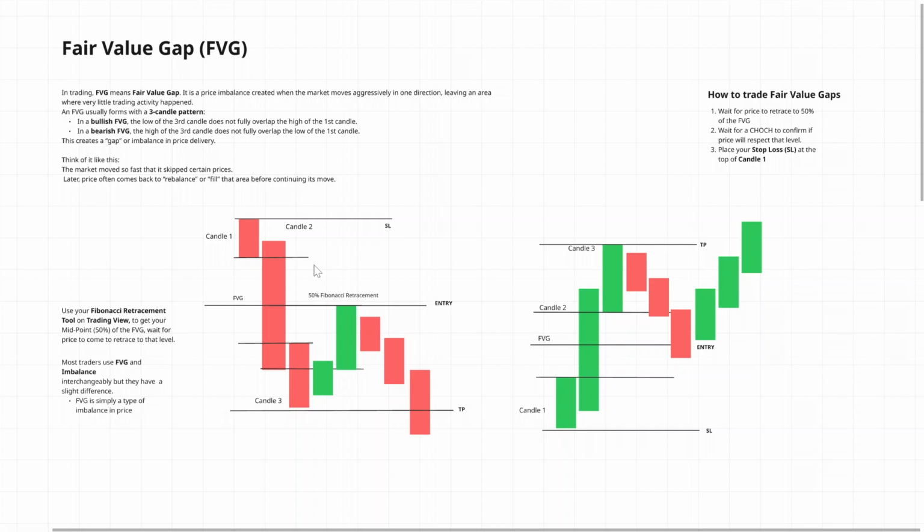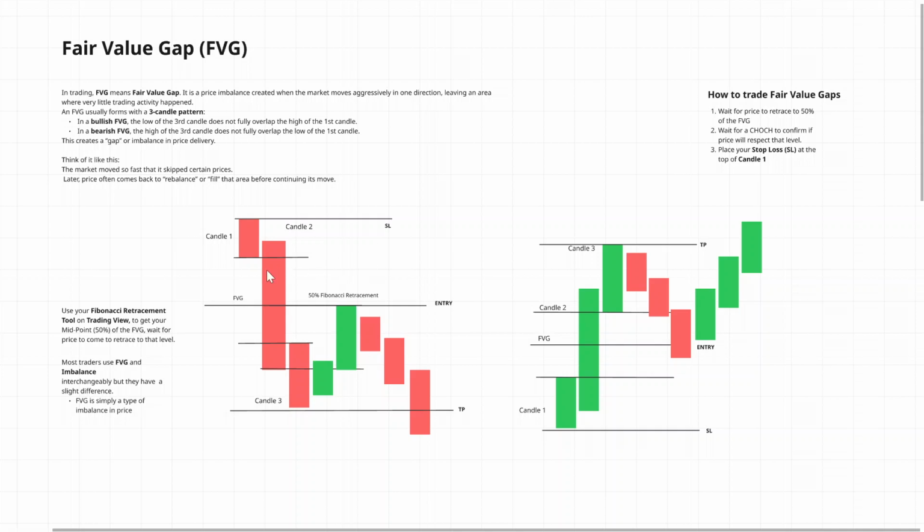Now, before I continue, most of you must have heard the words FVG and imbalance used interchangeably, and those that have used them interchangeably have done so with the best of intentions. An FVG is a type of imbalance. So I want to put it this way: all fair value gaps are imbalance in price, but not all imbalance in price are fair value gaps. I want to say that again. All fair value gaps are imbalance in price, but not all imbalance in price are fair value gaps. So when we're talking about a fair value gap, we are talking strictly about the 3-candle formation.